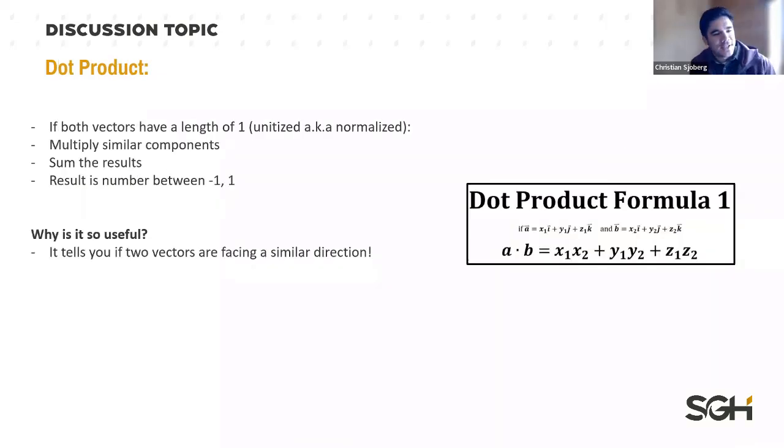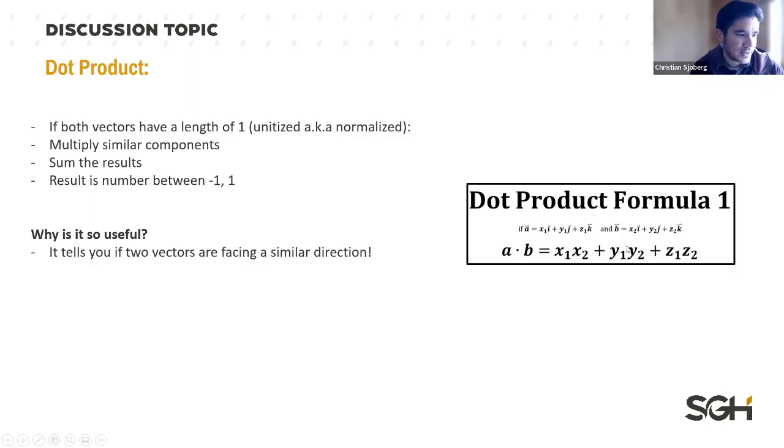I mentioned dot product several times, and this is one of the first things I would say people should learn, because it's super handy in so many scenarios, and it's really quite simple. It says that if you've got two vectors that have a length of 1, you might hear the terms unitized vectors or normalized vectors, meaning the length of the vector itself equals 1, then you can take those two vectors and multiply their similar components. So the x of the first vector times the x of the second vector, the y of the first times the y of the second, and z, and so on.